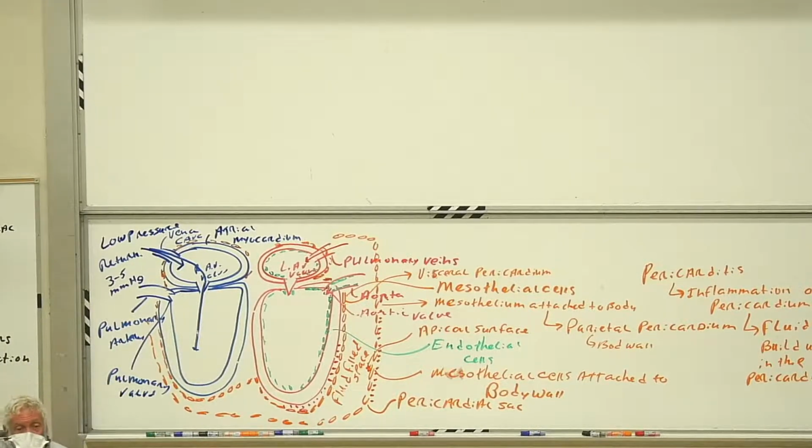Yes? Did you have a question? No, okay. Are the endothelial cells different from the mesothelial cells just in the fact that they are on the inside of the heart rather than on the outside? So what distinguishes the endothelial cells from the epithelial cells from the mesothelial cells?